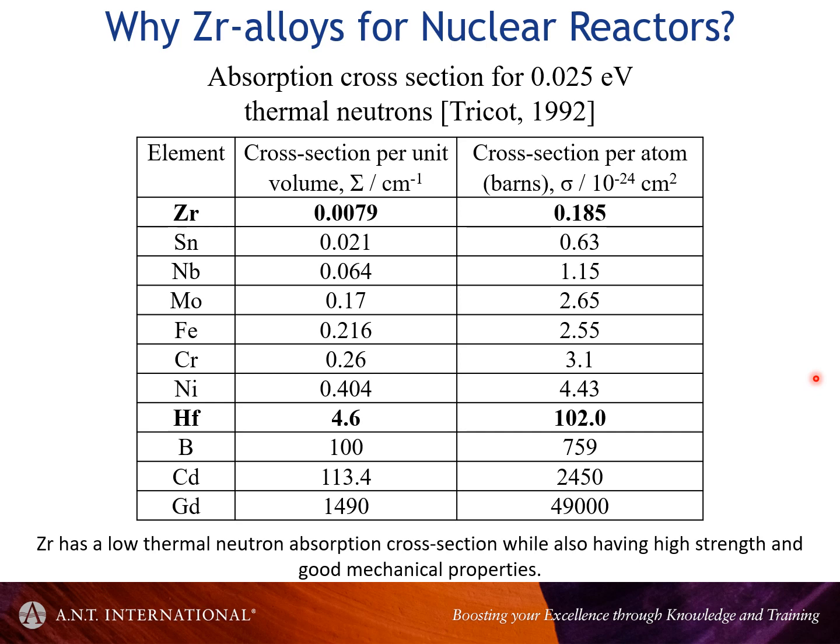We don't want to be absorbing too many neutrons, and so the reduction of hafnium, which is chemically very similar to zirconium, is important as part of the fabrication process. Now, some of the ANT presentations that have been given in previous years talk about fabrication of zirconium alloys, and there it's explained how hafnium is separated from zirconium.